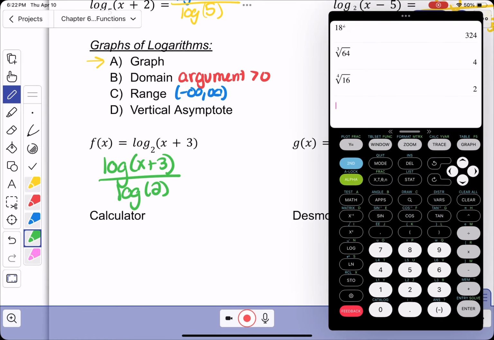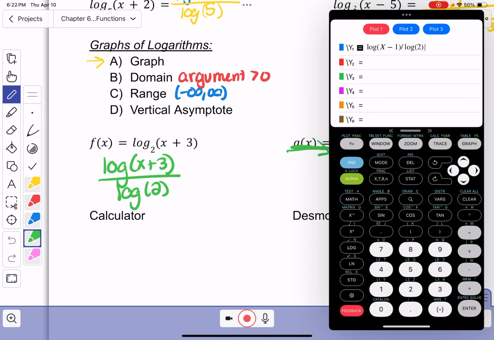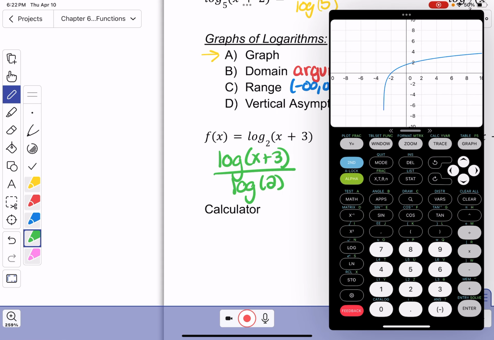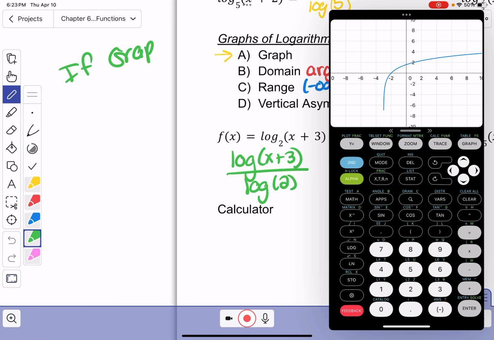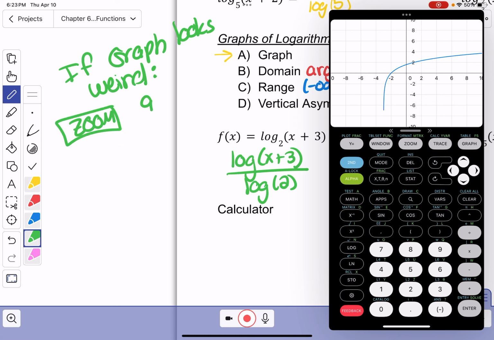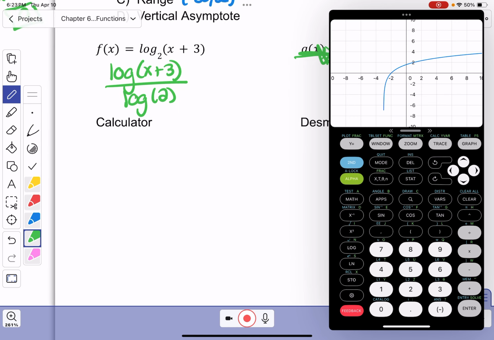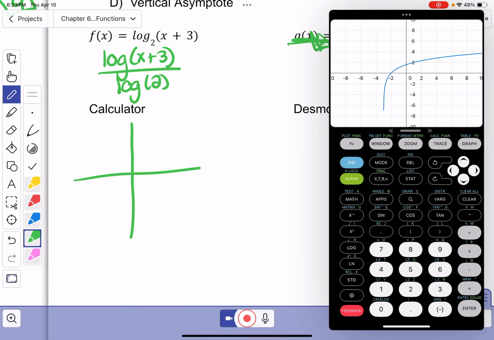Then we're going to put that in the calculator. So y equals, that's this button up here. Then you're going to type log x plus 3. Make sure you close the parentheses, and then divided by log 2, close the parentheses. Then hit graph. If your graph looks weird because you've done something else with it, hit zoom 9, and that's going to automatically snap it to this 10 by 10 grid. So on the calculator, this is my graph. It looks something like this.